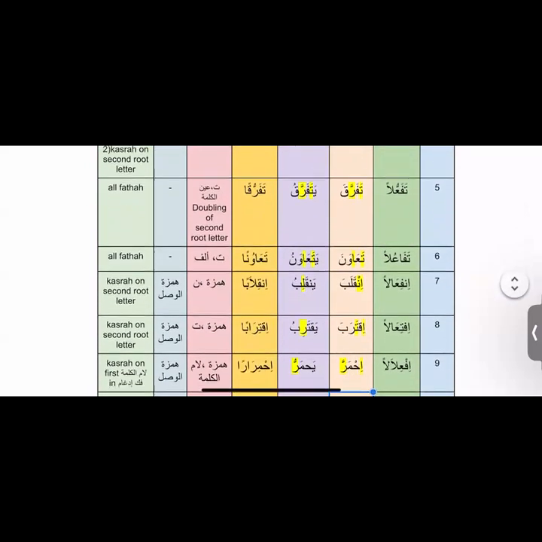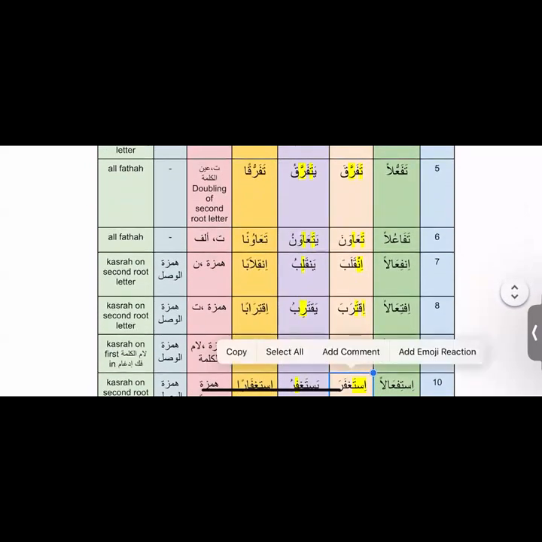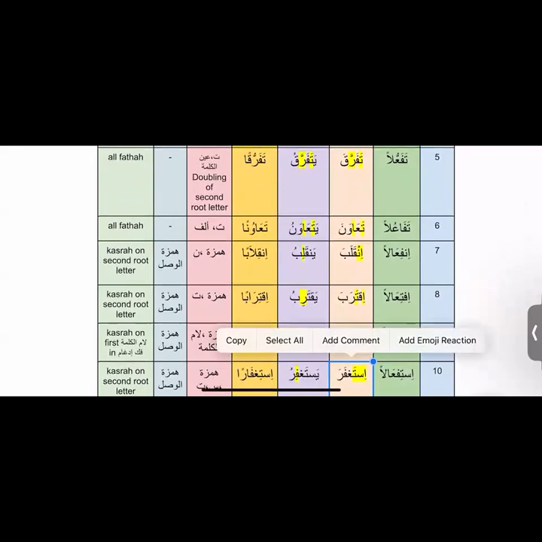When it comes to family number 5 and 6, which are your Fataha families. These are your Fataha families. What did we learn? We learned in your Fataha families, these two families, what was Mazid?